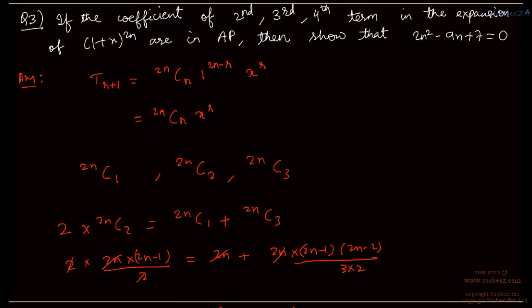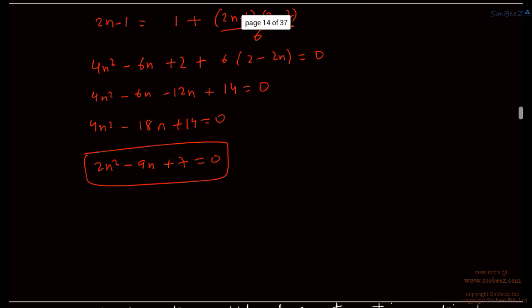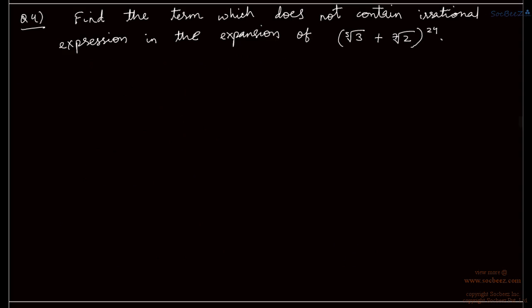So we just expand the terms, we take their coefficients and apply the condition of arithmetic progression and we arrive at the result. Find the term which does not contain irrational expression in the expansion of (fifth root of 3 and 7th root of 2) whole power 24.